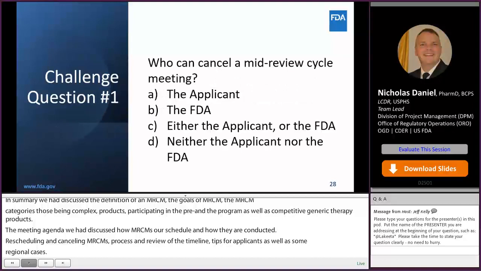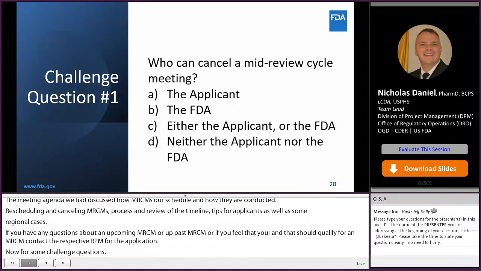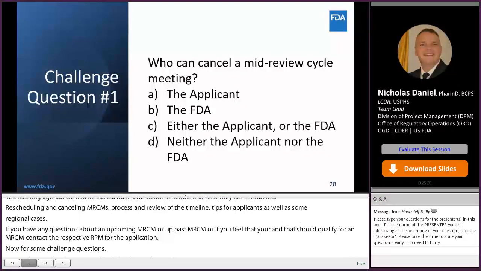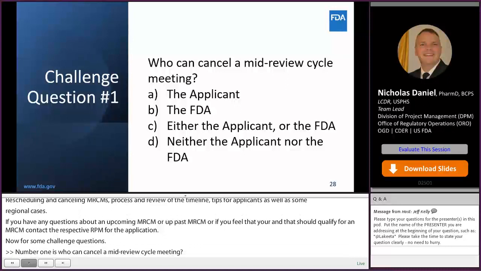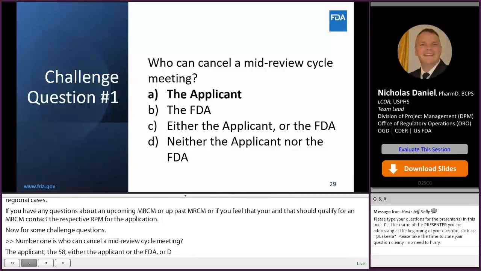Challenge question 1 is, who can cancel a mid-review cycle meeting? A, the applicant, B, the FDA, C, either the applicant or the FDA, or D, neither the applicant nor the FDA. Correct. A, the applicant can cancel the mid-review cycle meeting.